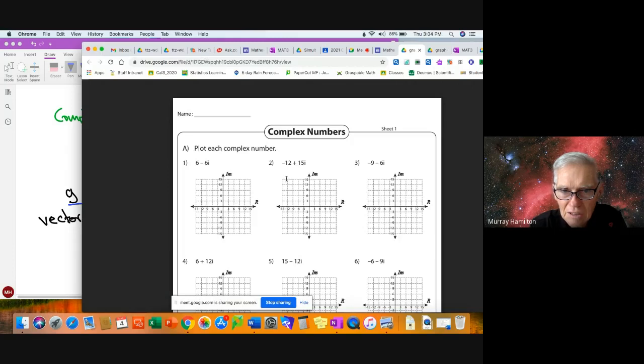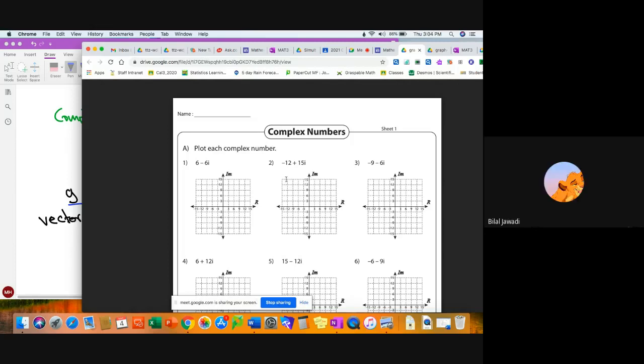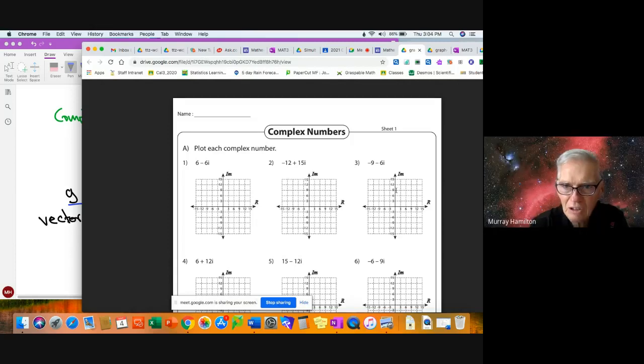Can everyone see where my cursor is? Yes or no? Oh, yes or no, I can't tell. Could someone say yes or no because I can't see the comments? Yep, everyone's saying yes for sure. You can see the cursor, good.